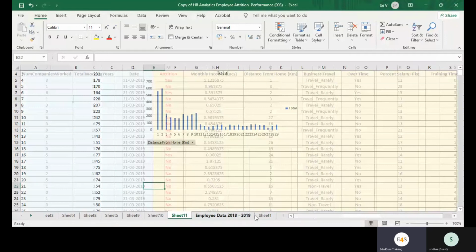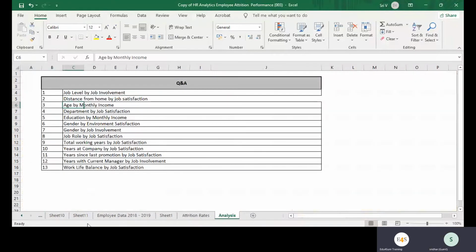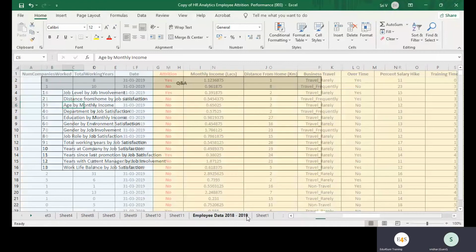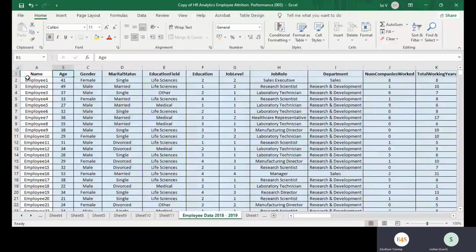The list I have given you is in the Age by monthly income analysis. Yes, I'll do everything. Age by monthly income. Yeah. So what do you think? If we have one person in the company who's 60 years old, what's the difference? Is he getting the highest salary?